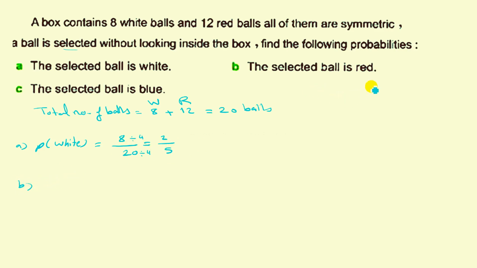Letter B. The selected ball is red. Probability of getting a red ball is the number of red balls, which is 12, divided by 20. These two numbers are divided by 4. 12 divided by 4 is 3, 20 divided by 4 is 5. Letter C. The selected ball is blue. Of course the box has no blue balls, so this is an impossible event. Its probability is 0.